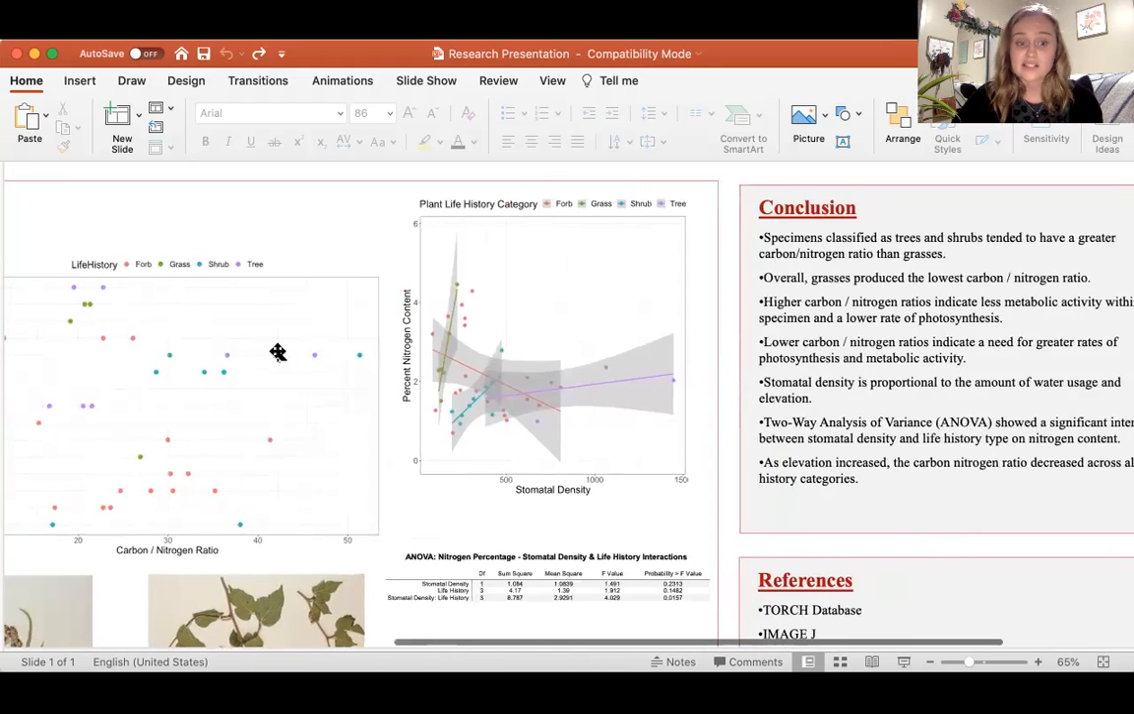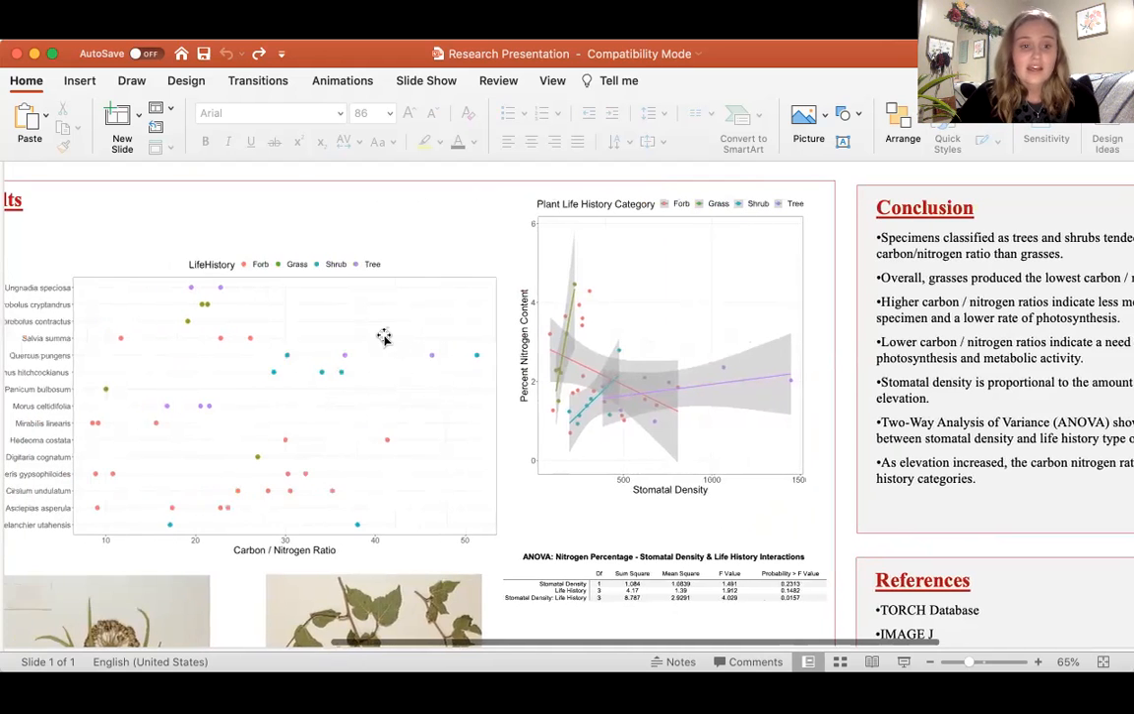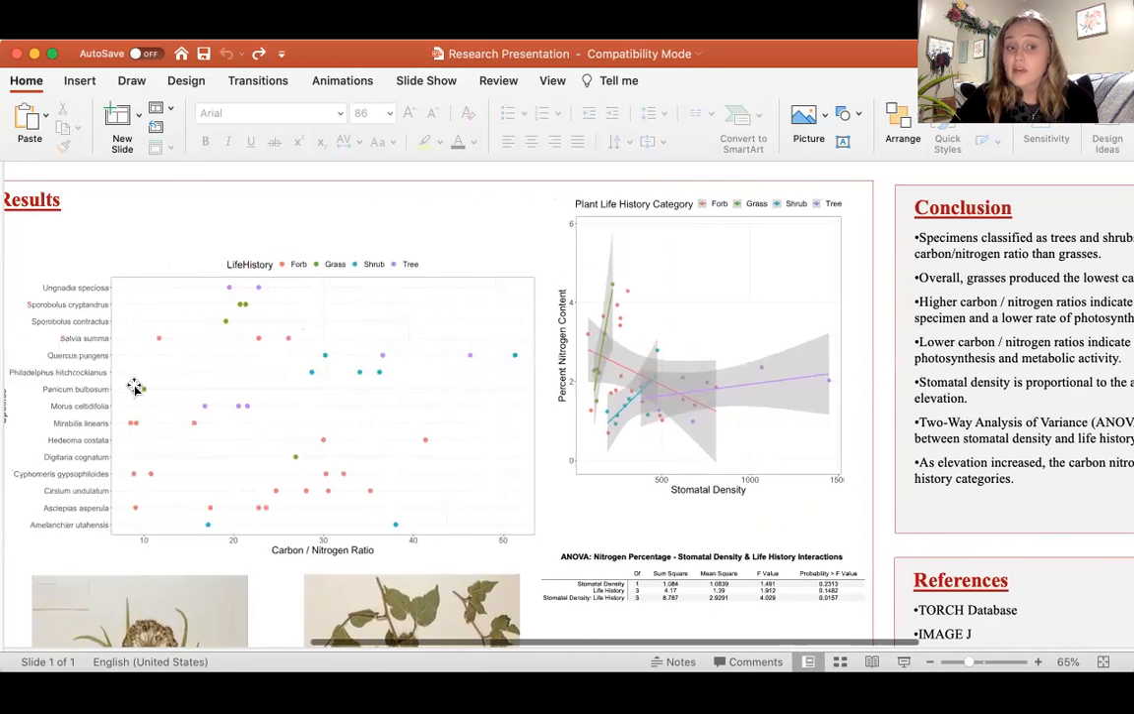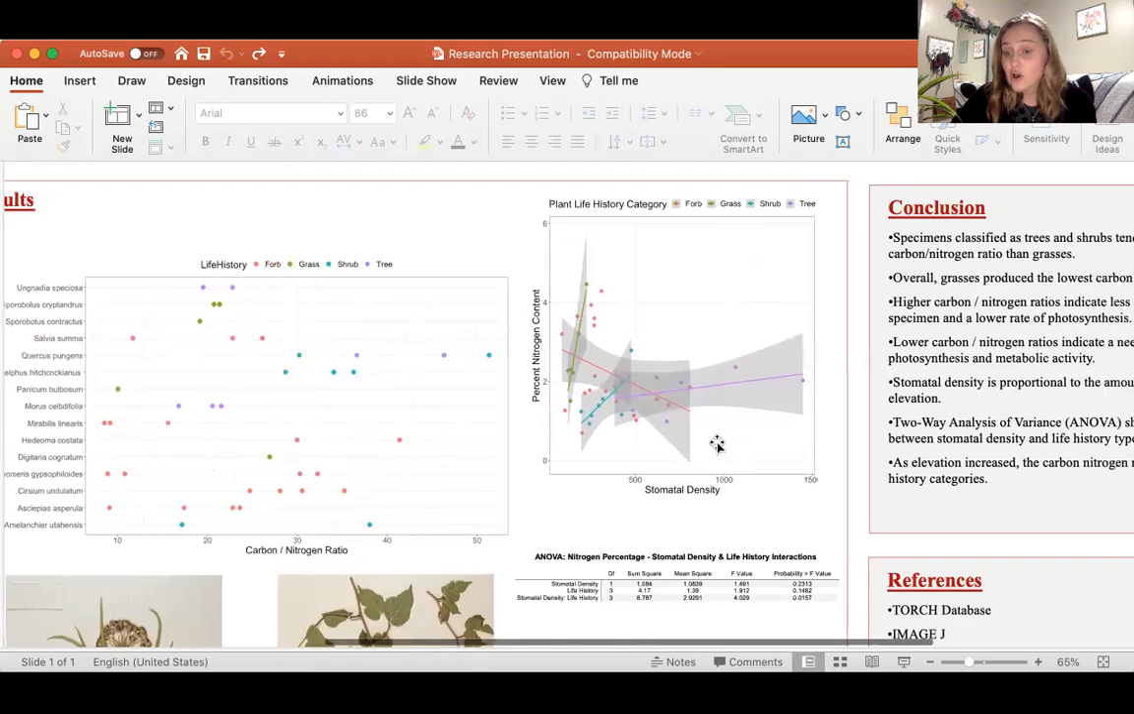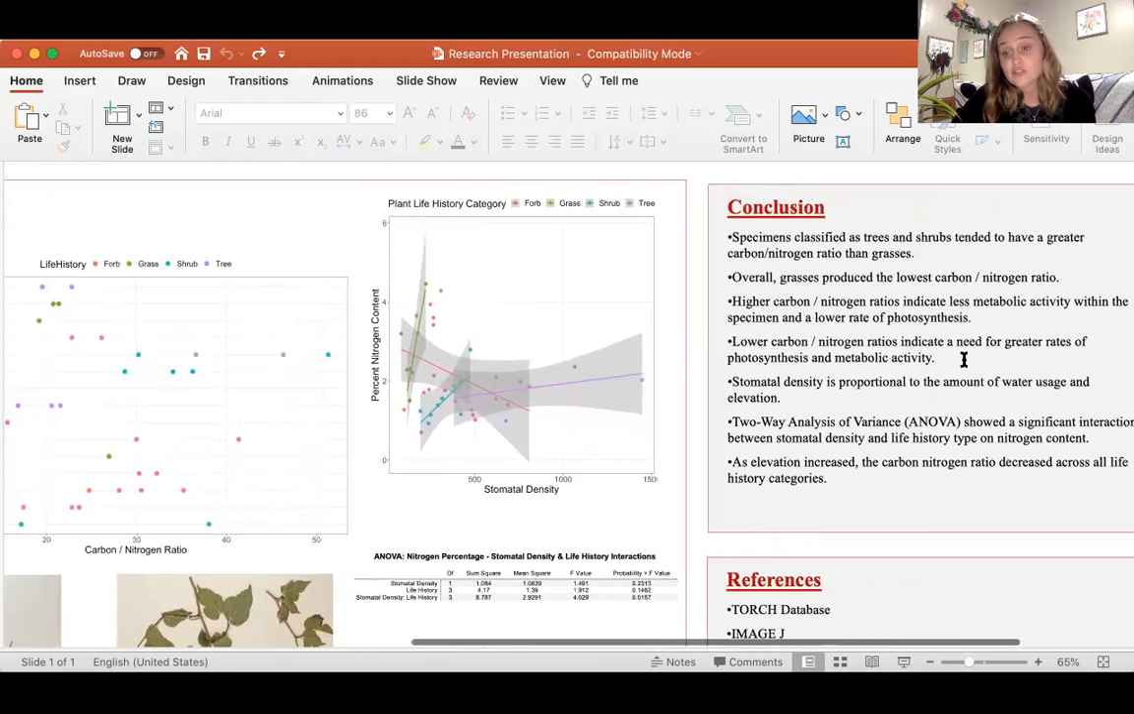And so we can see that trend for trees as well. This could be postulated because these plants are bigger and they can store more energy because they have a larger root system. Additionally, whenever we compare it with the grasses, you will see that the grasses do have a lower carbon-nitrogen ratio. Just like the opposite of the shrubs and the trees, the lower carbon-nitrogen ratios do indicate a greater need for photosynthesis and metabolic activity.